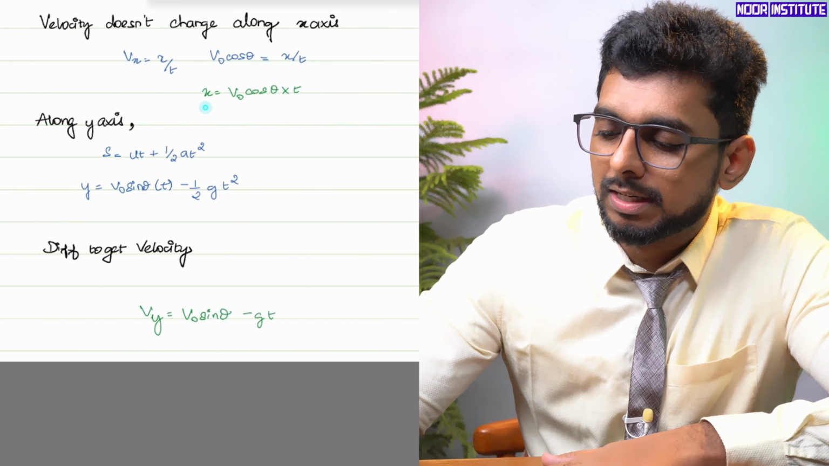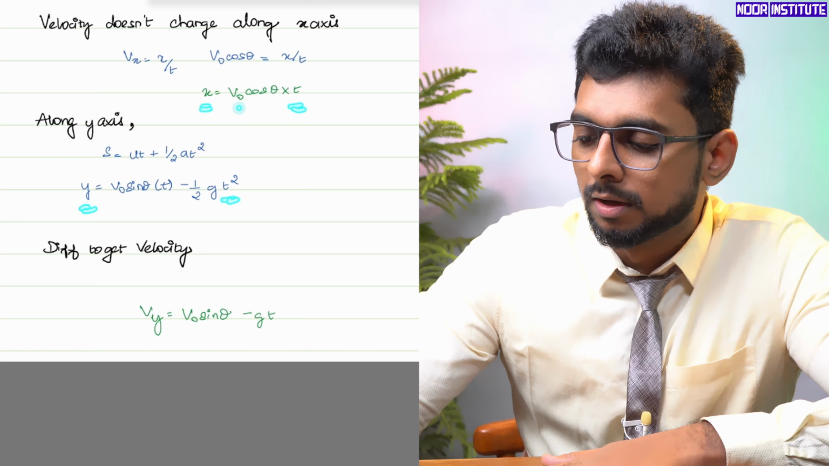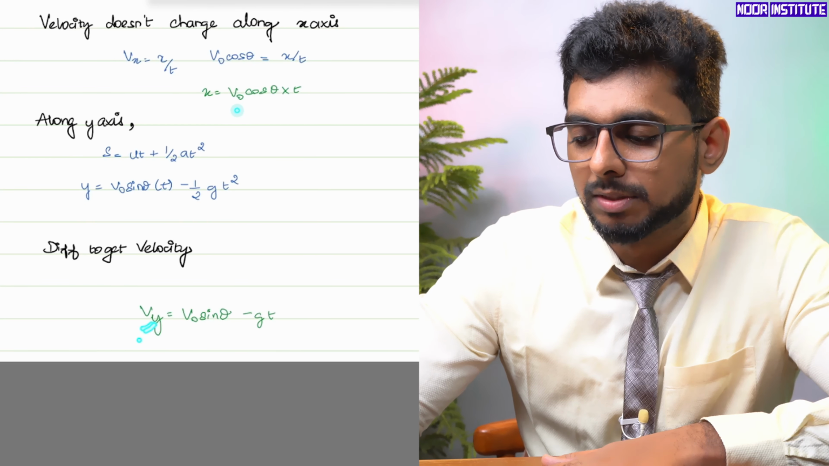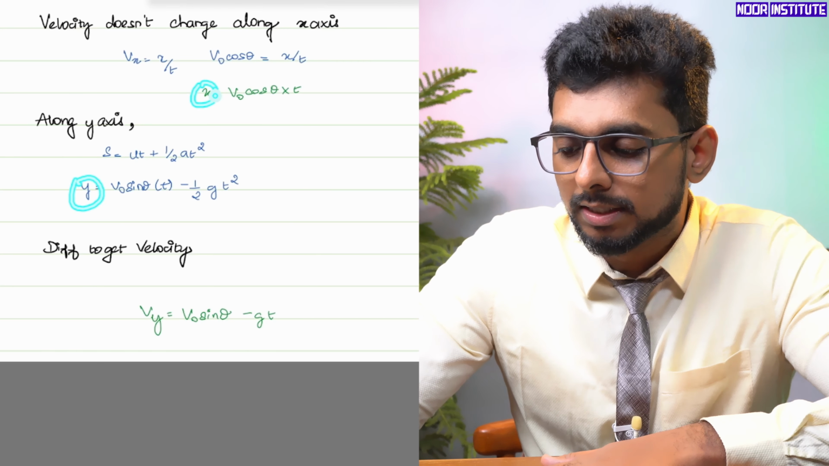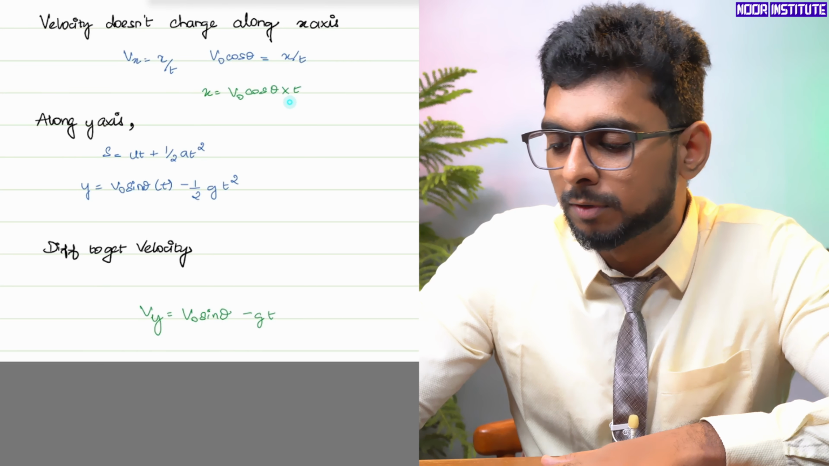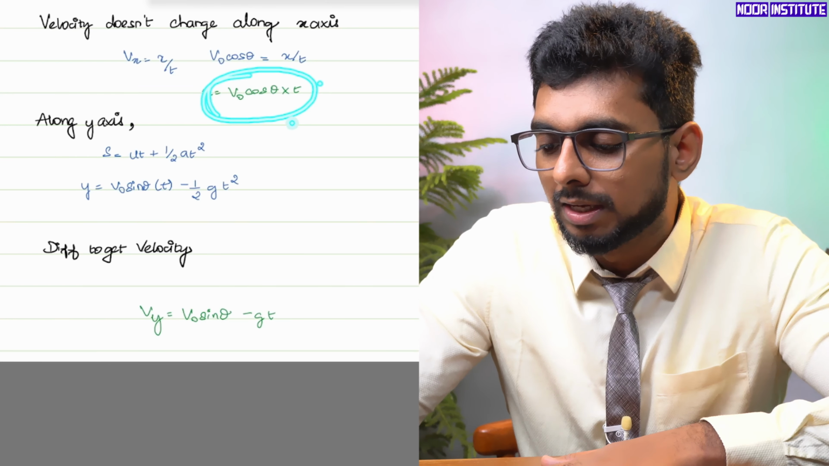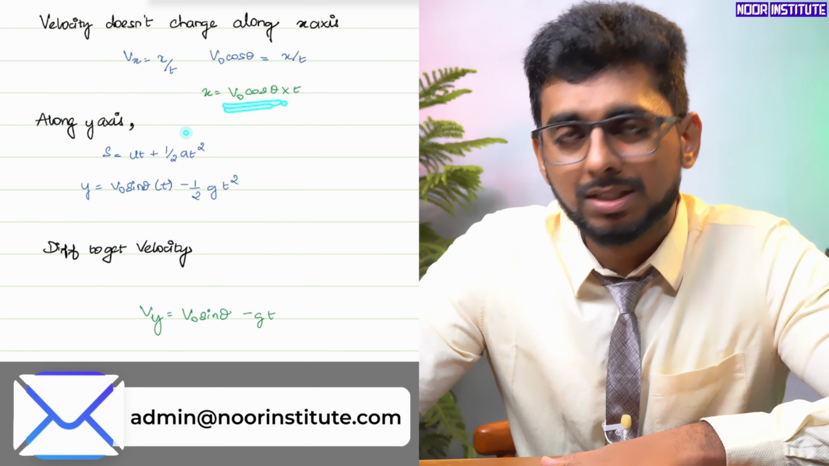Now we have got the relation between x and t, and then y and t. And then we also found the velocity along the x and the velocity along the y, right? So the only thing missing over here is the relation between x and y. To get the relation between x and y, I'll just rearrange the above equation with respect to t. So t equals x divided by v naught cosine theta.